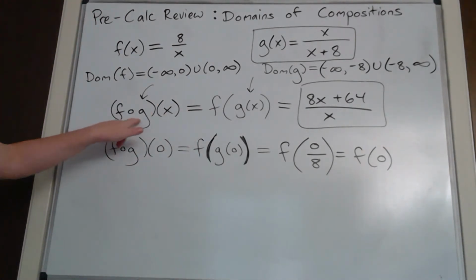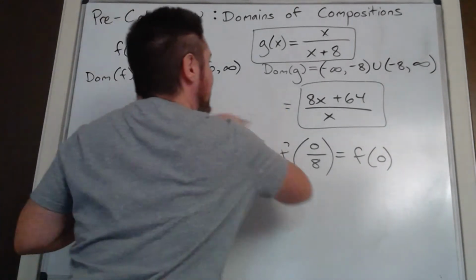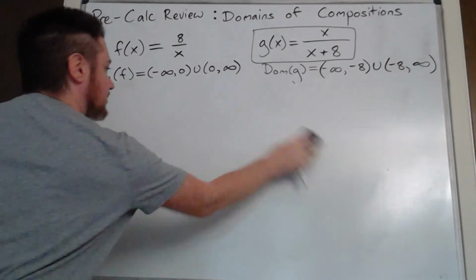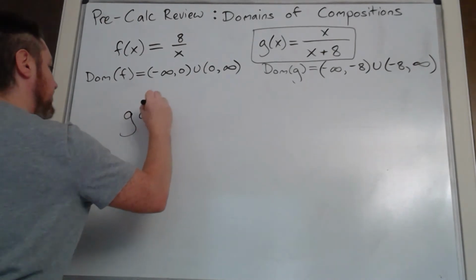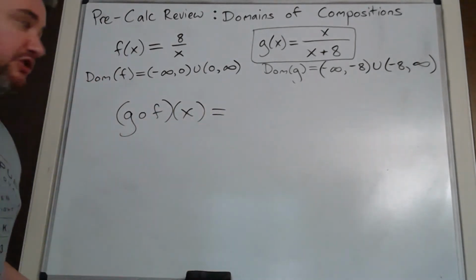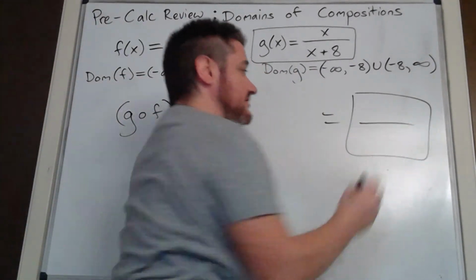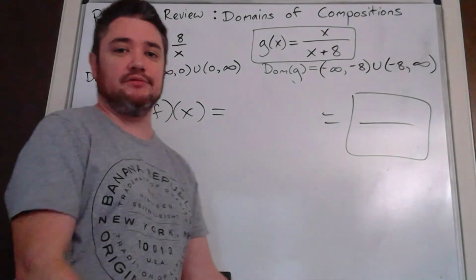In the homework, I think you're composing this in the opposite direction, G composed with F. If you were to do G composed with F of X, you got to do the composition. So I'll let you do that on your own. See what the final rule of the composition looks like. If there's anything in the bottom that's bad, take those numbers out.